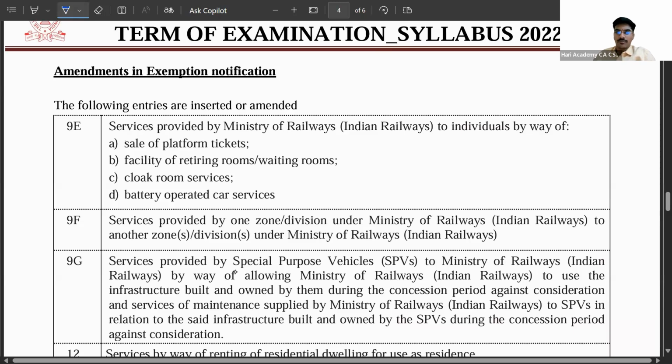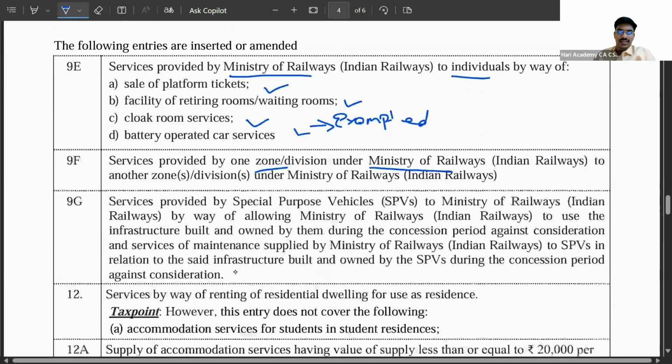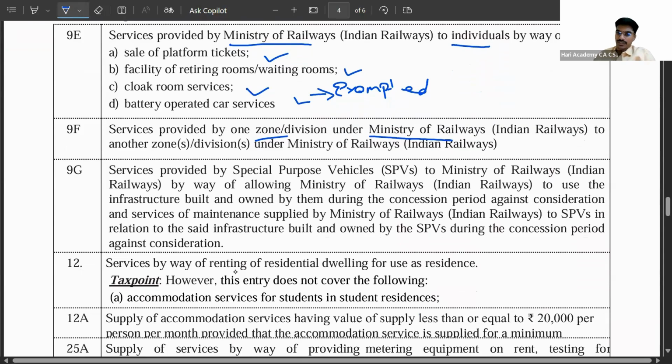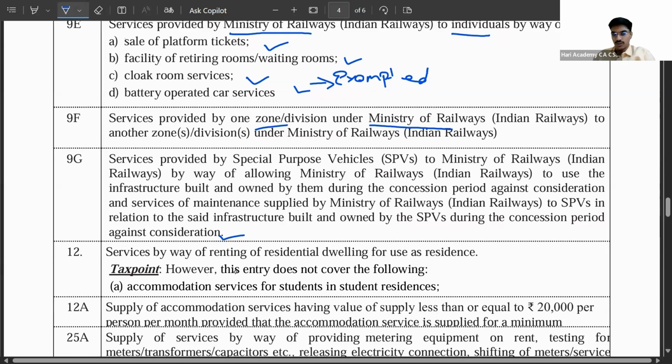Here, if you see, whatever services are provided by Ministry of Railways to individuals by way of sale of platform tickets, facility of retiring room or waiting room, cloak room, battery operated cars, all these things are now being said as exempted supplies. And a service which is provided by Ministry of Railways to another zone or division, that is being moved out. This 9G, it is very, very industry specific. So in case of an SPV of Ministry of Railways, that is also exempt from GST going forward.